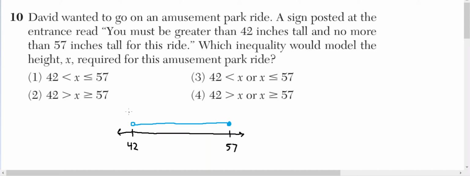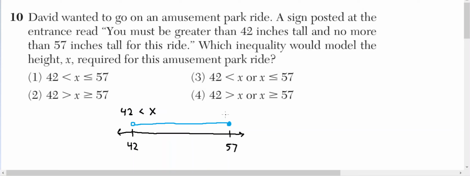So for 42, we have, this is open, so that means there's no or equal to. And because all of our allowed heights for riding the ride are greater than 42, you could say something like 42 is strictly less than x.